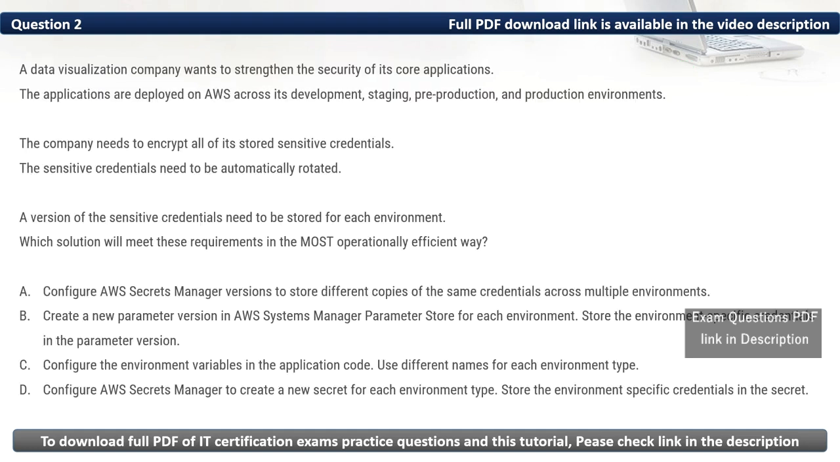Question 2. A data visualization company wants to strengthen the security of its core applications. Applications are deployed on AWS across its development, staging, pre-production, and production environments. The company needs to encrypt all of its stored sensitive credentials. The sensitive credentials need to be automatically rotated. A version of the sensitive credentials need to be stored for each environment. Which solution will meet these requirements in the most operationally efficient way?